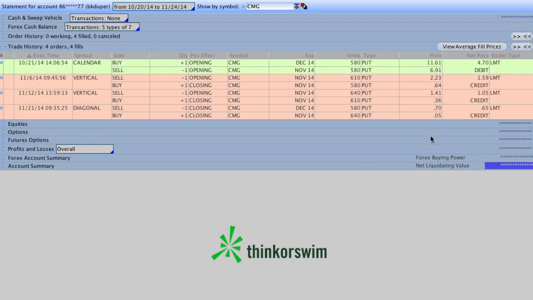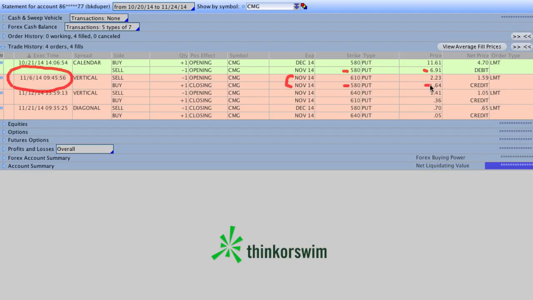Now, as Chipotle started to rally up, on 11/6 we went back in and rolled up one of our put sides. This order came in on 11/6, and we'll bounce back and forth between the charts. You can see that we were only dealing now in the November options. All we did was take the 580 put that we had originally sold. Remember, we sold that 580 put here for around $691.